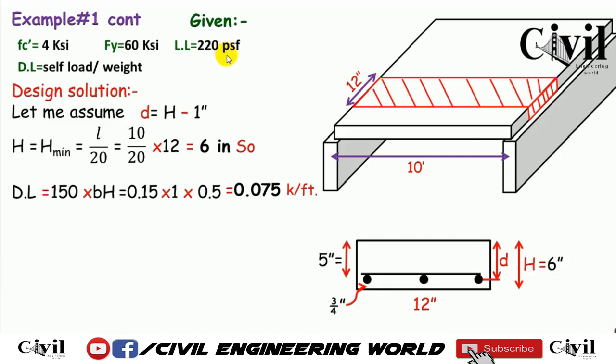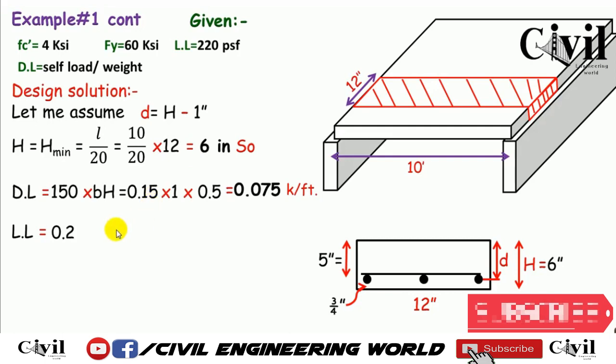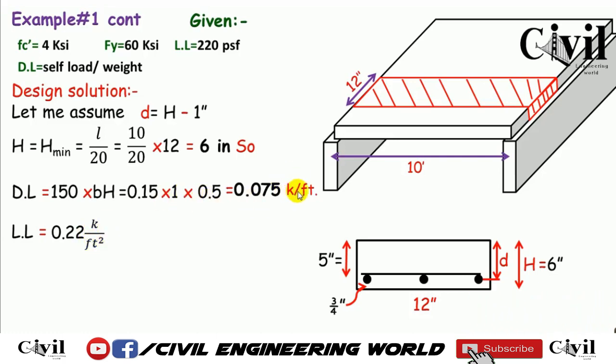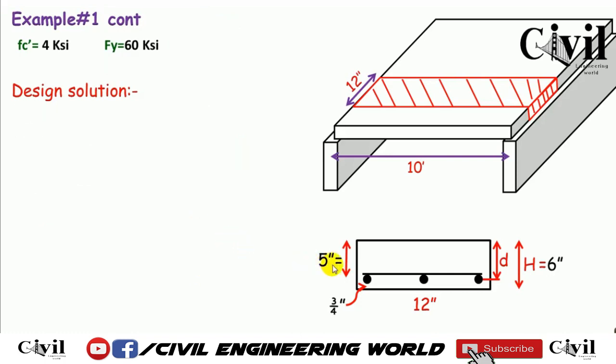For the live load, which is already given as 220 PSF, similarly we convert it into kip by dividing it by 1000. So we have 0.22 kip per square foot, and to convert it into simple kip per foot, we just multiply it by 1 foot. So the live load will be 0.22 kip per foot. So here we have calculated the live load and dead load. Now it is very easy to go ahead and make some further calculations.